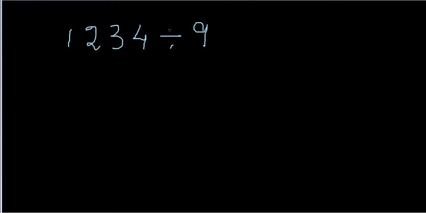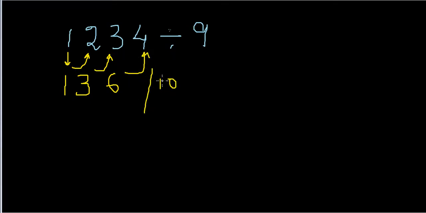Let's get back here. The trick is very simple. Start with the first digit, so 1. Now add this to the next digit. 1 plus 2 is 3. Add this to this digit. 3 plus 3 is 6. Add this to this, so 6 plus 4 is 10. Separate that by a slash. Always separate out the last by a slash or anything, because that's going to be our remainder.